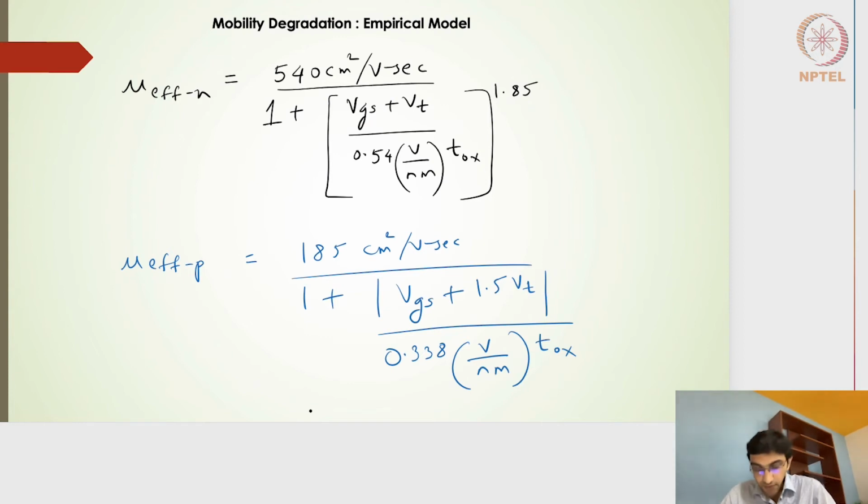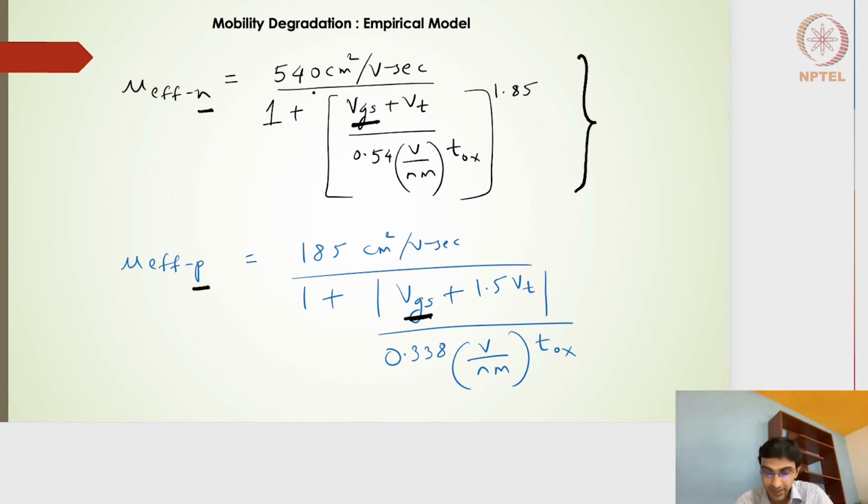Right. So what the researchers have done is, once they fabricated the short channel NMOS transistor as well as the PMOS transistor, and identified the current for different values of VGS and VDS, empirically they established the effective mobility value, which is now dependent on the VGS value that we apply, for both PMOS as well as NMOS. So this is an empirical expression, right?